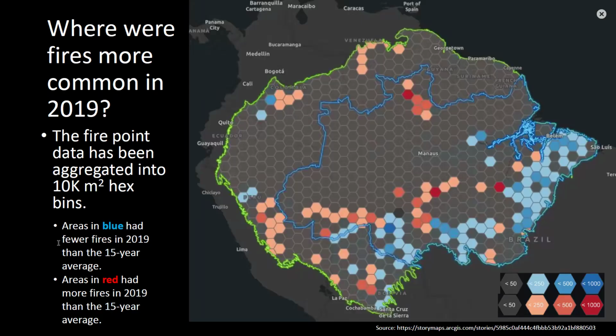So in 2019, if you had a question like where were there more fires common, right? The blue has fewer fires in the year of 2019 from 2005, I think it was. And then in the red, there's more fires. So you can see there's a change, like a shift going north, up towards Venezuela, northern part of Brazil, Colombia, out towards the coast, out here in Peru. So you can see there is a shift.